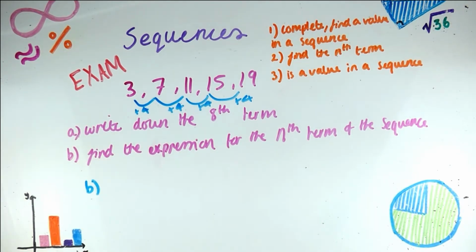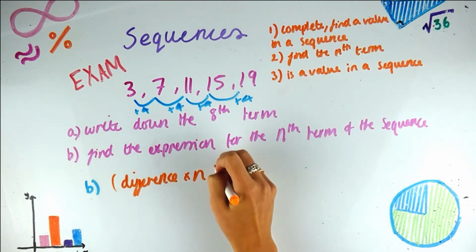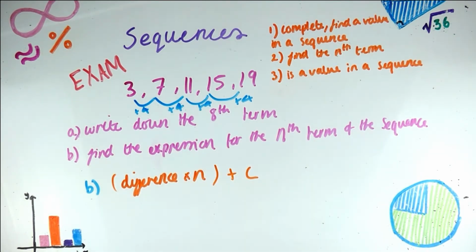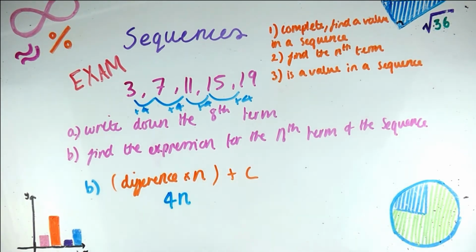So for the nth term of the sequence, we do the difference multiplied by n, and then we add or subtract some shuffle. So the difference here is 4, so we have 4 multiplied by n. But let's have a look at what 4n would actually look like.